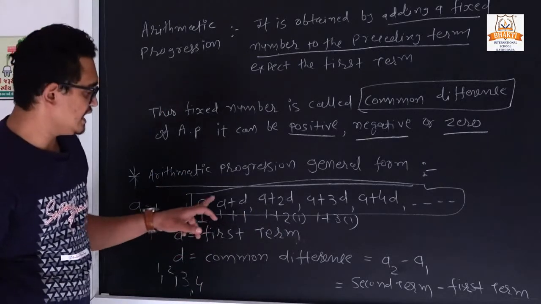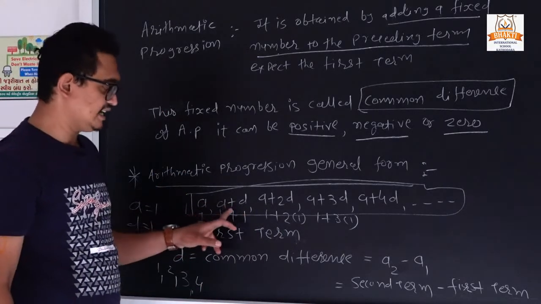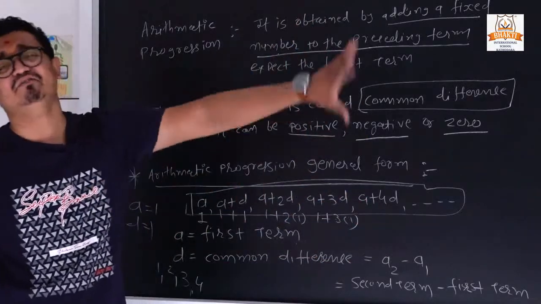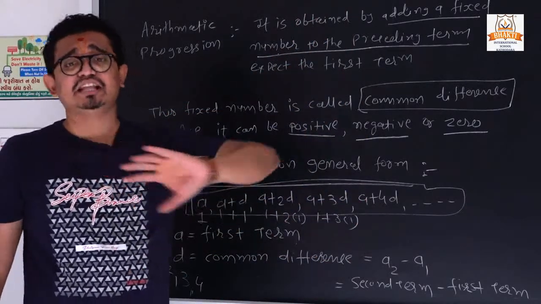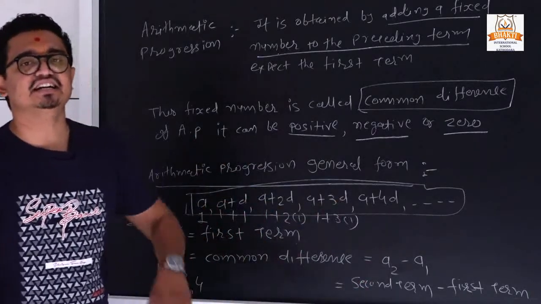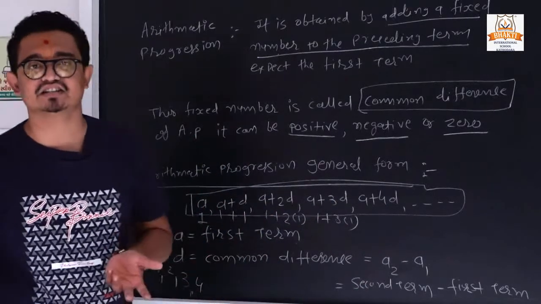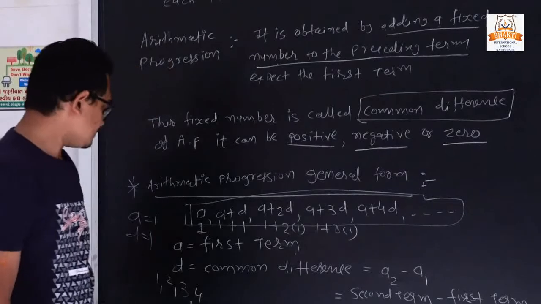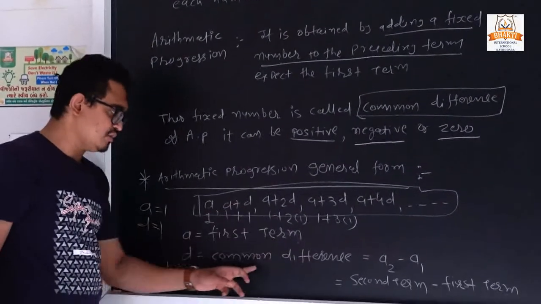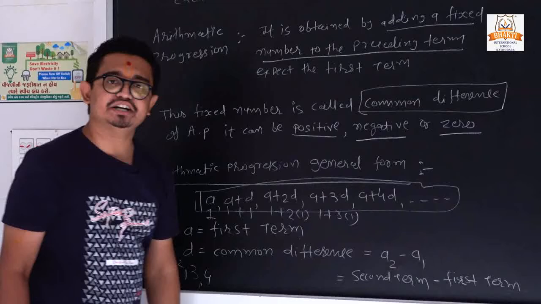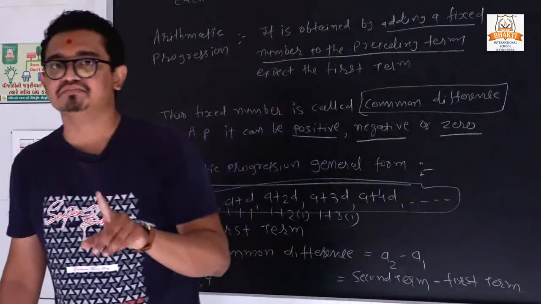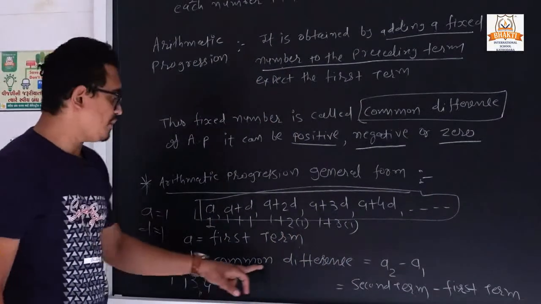It is a, a plus d: first term, then second term, third term, fourth, fifth, like that. It can be infinite. Sometimes it will be an infinite series and sometimes a finite series. It depends on which kind of equation is given to us. So a means the first term and d means the common difference. You need to remember two things: first, the first term, and second, the common difference.